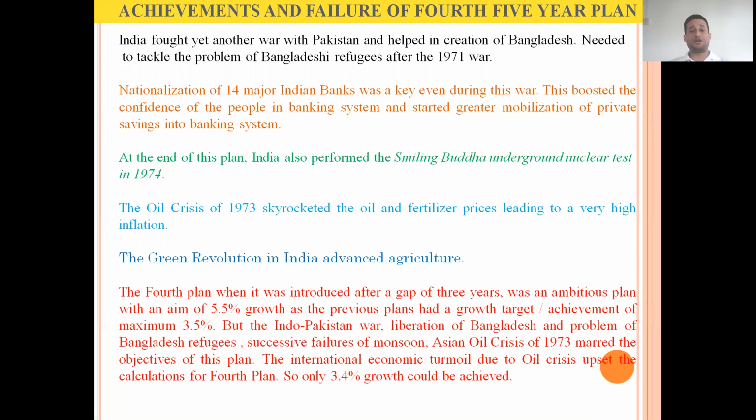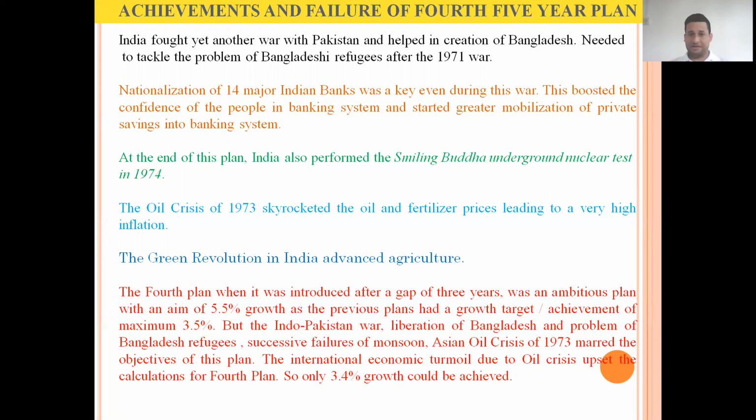And the green revolution advanced Indian agriculture, because with the implementation of chemical fertilizers, irrigation facilities, HYV seeds, like that, the Indian agriculture sector was able to boost its production, and the production went to 174 million tons or so during this period.